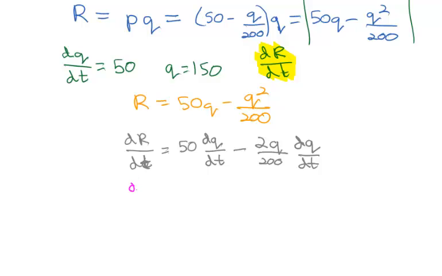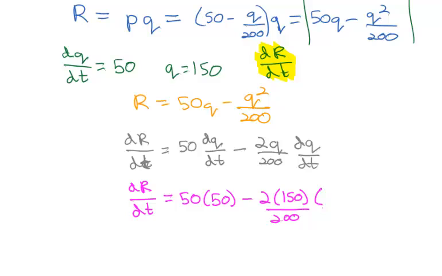Plugging in what we know, we're looking for dr/dt. We want to know the change in revenue over time. It's 50 times the quantity changing at a rate of 50 per day, minus 2 times the quantity currently, which is 150, over 200, times the change in the quantity, which is 50. And if we plug that into our calculator to get our total revenue, 50 times 50 minus 2 times 150 times 50 divided by 200, we get 2,400.